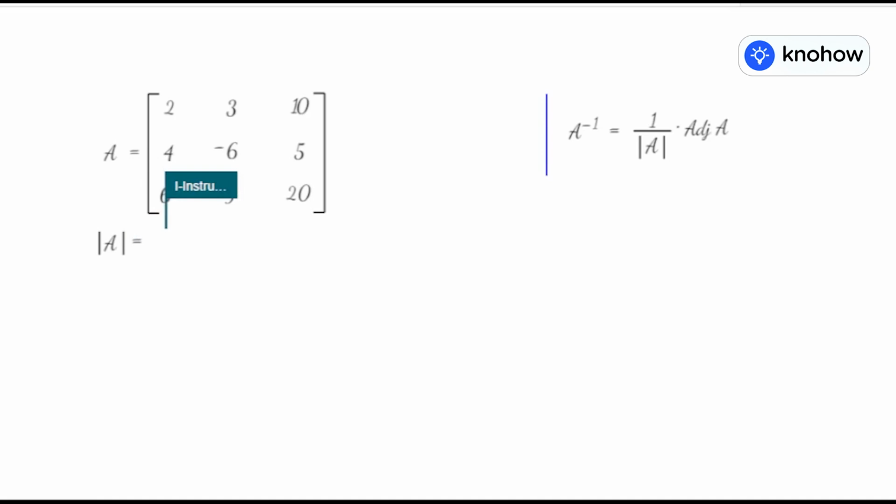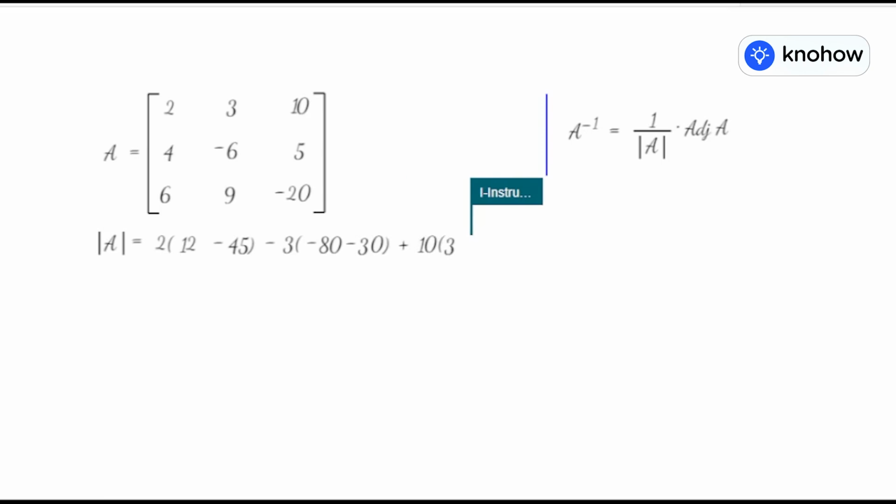So you get 2 times, delete the row and column through 2, you get, here it is minus 20, please make a correction, minus 20. So you get 120 minus 45, and minus 3 times, delete the row and column through 3, you have minus 80, minus 30, and plus 10 times, delete the row and column through 10, you have 36 plus 36.